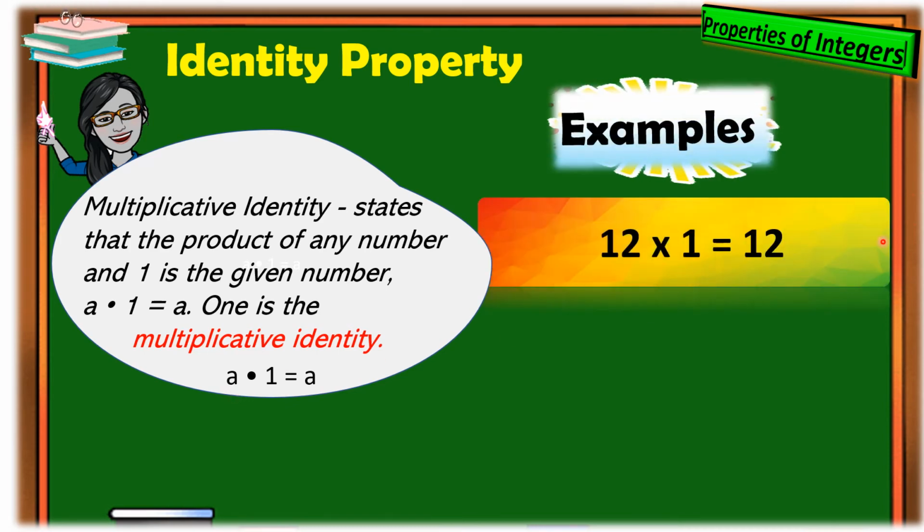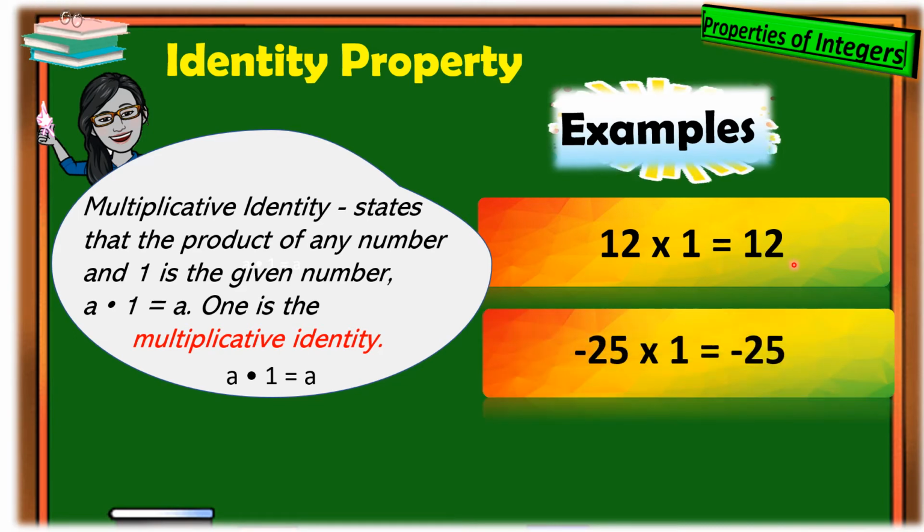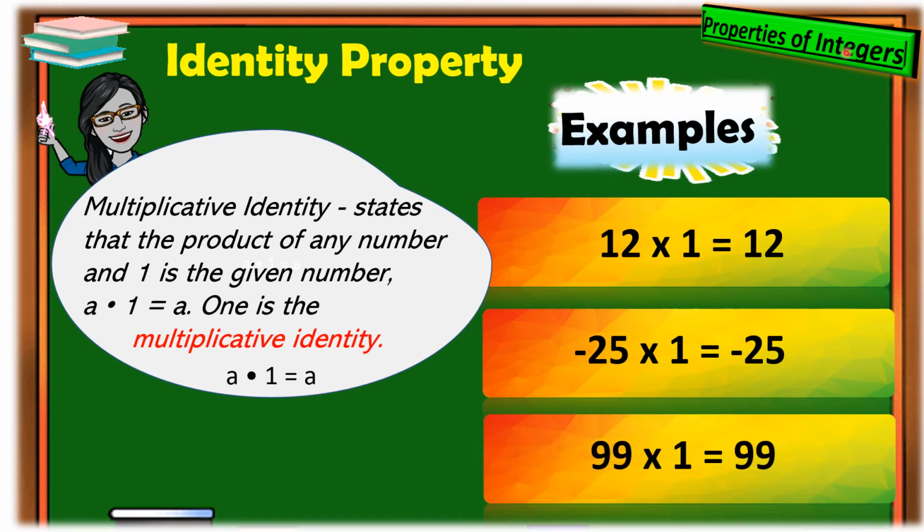Tingnan natin ang example. So, we have 12 times 1 is equal to 12. Negative 25 times 1 is equal to negative 25. So, 99 times 1 is equal to 99. Okay? So, that means, kahit ano daw i-multiply mo sa 1, ang sagot ay yung given number.